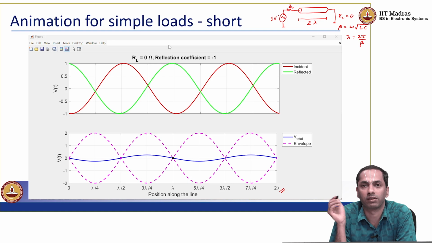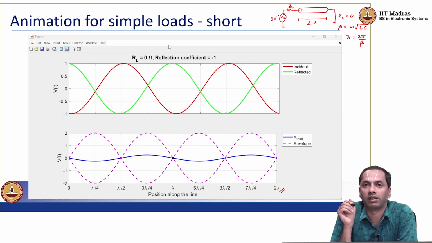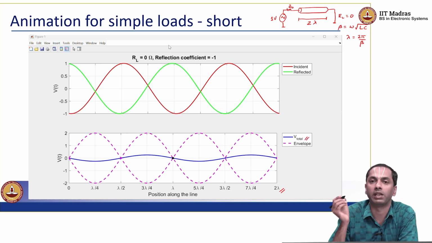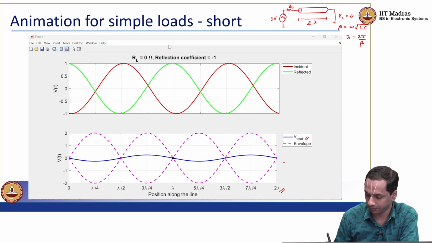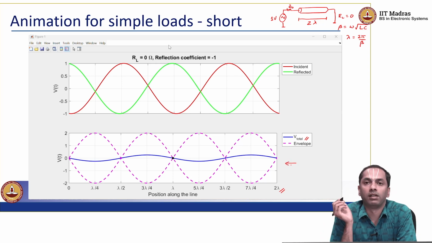I apply this voltage on the transmission line, and I am looking at what is the net voltage. Remember that if I were to take a multimeter and place it between the central conductor and the outer conductor, anywhere along the transmission line, I will essentially see the voltage corresponding to V total. So the blue curve in the second plot is an indication of the net voltage.